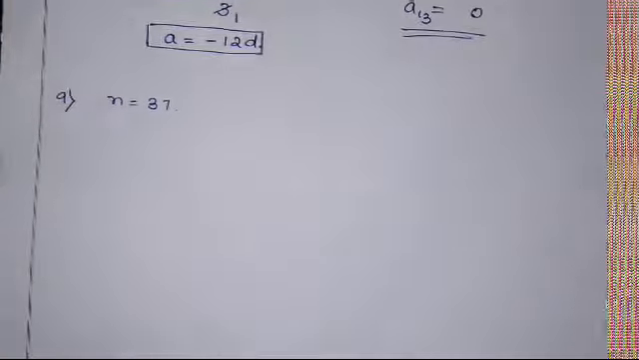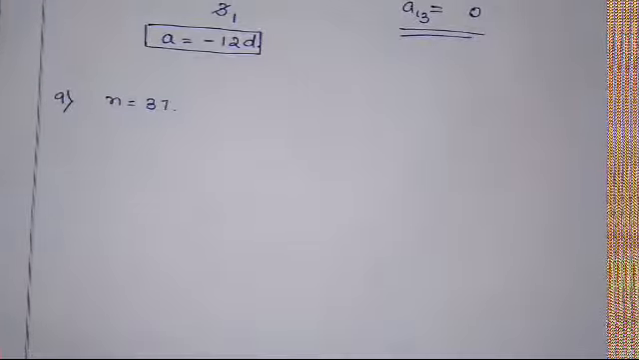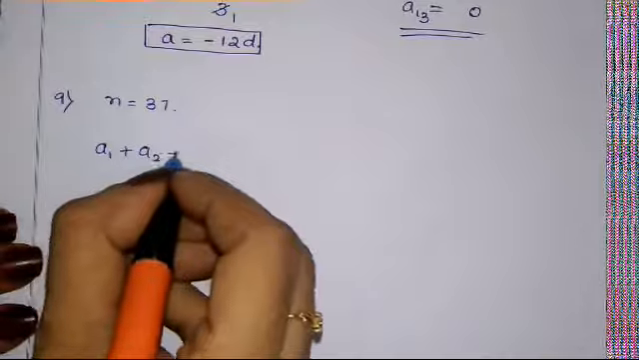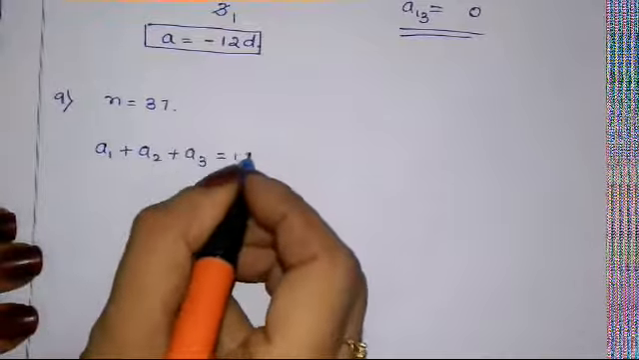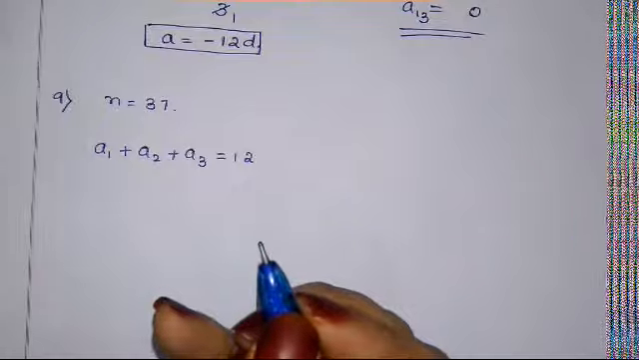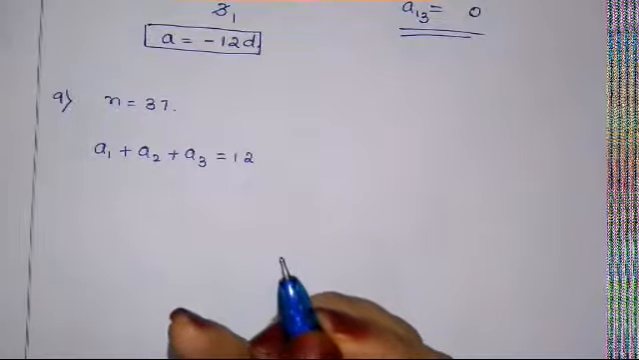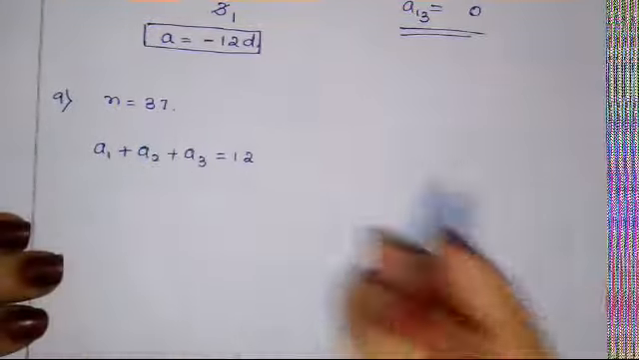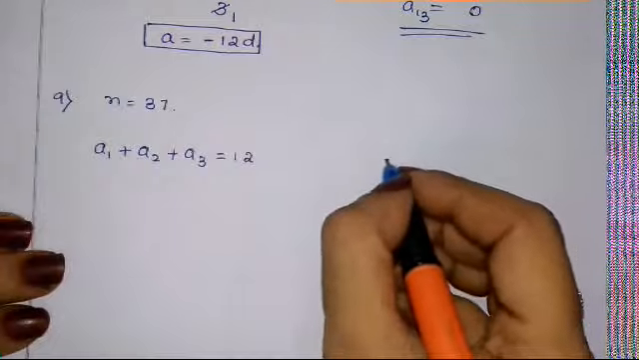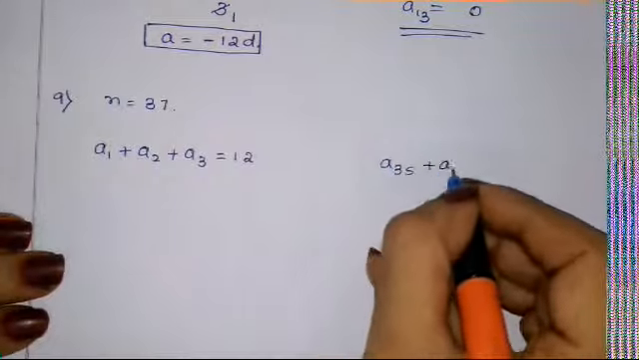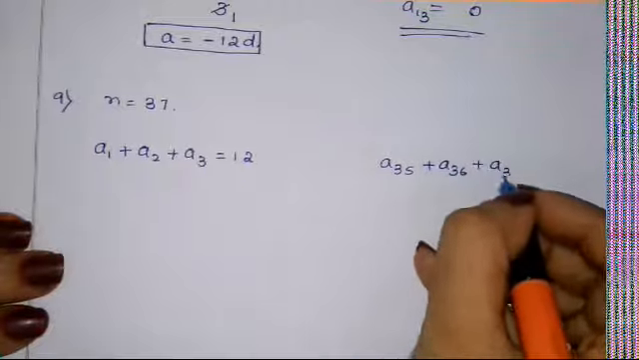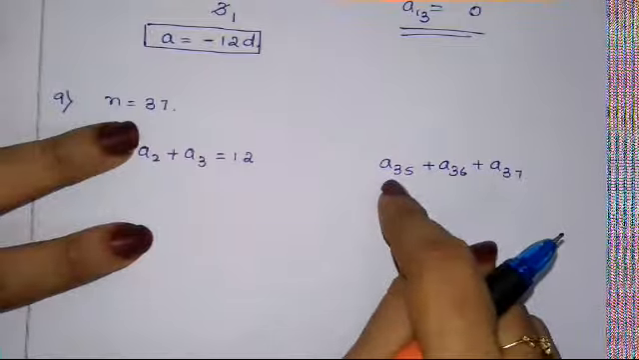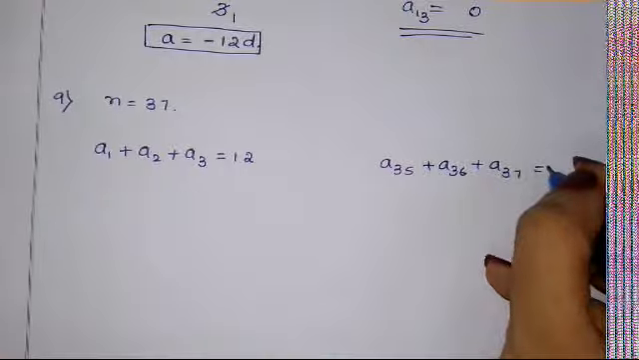They have told sum of first 3 terms is 12. Let us write A1 plus A2 plus A3 is equal to 12. And the sum of last 3 terms is 318. Total terms is 37, so the last 3 terms will be A35 plus A36 plus A37, because 37, 36, 35 are the last 3 terms.